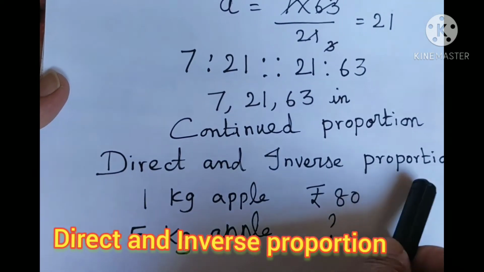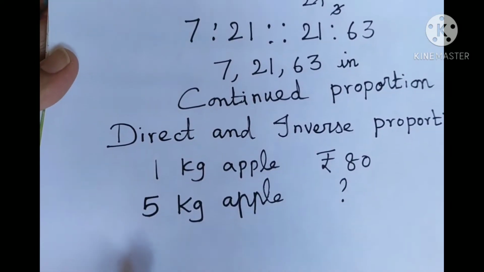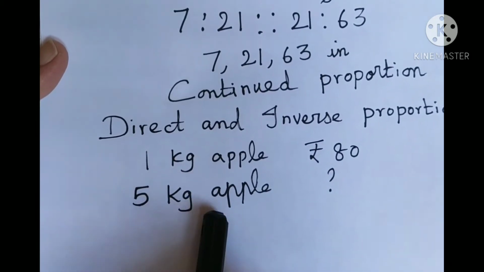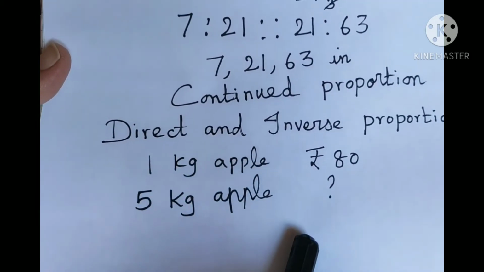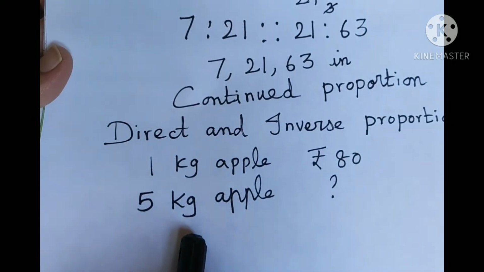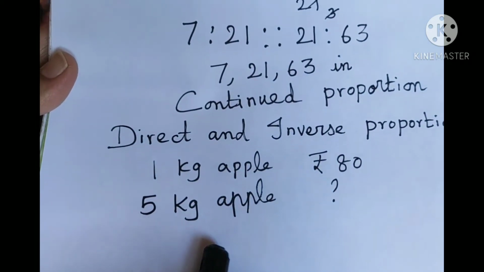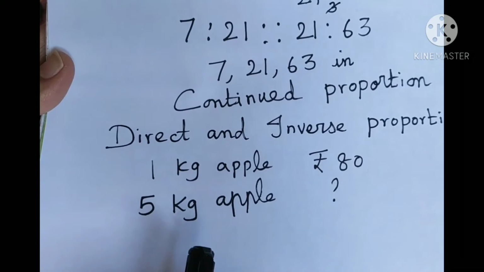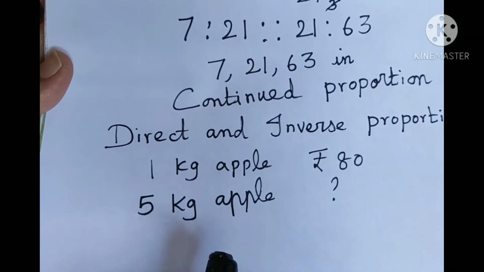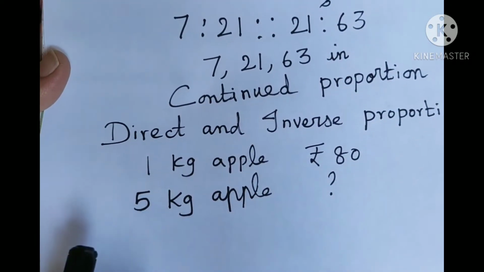Direct and inverse proportion. What is direct proportion and what is inverse proportion? For example, the cost of 1 kg apple is rupees 80. The cost of 5 kg apple, obviously more than 80, is 400 rupees. So when the quantity increases, the cost will also increase, then it is said to be a direct proportion. Some more examples: more sale, more profit; more speed, more distance; more quantity, more cost. These are some more examples of direct proportion.